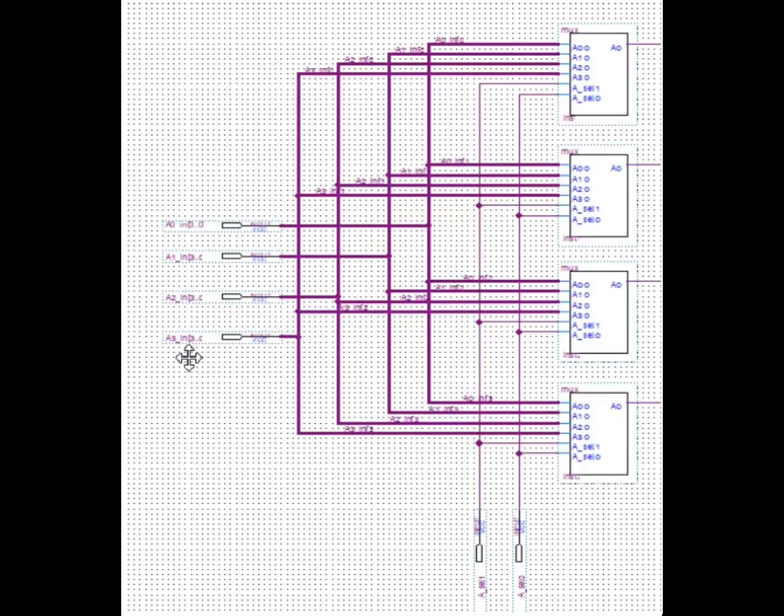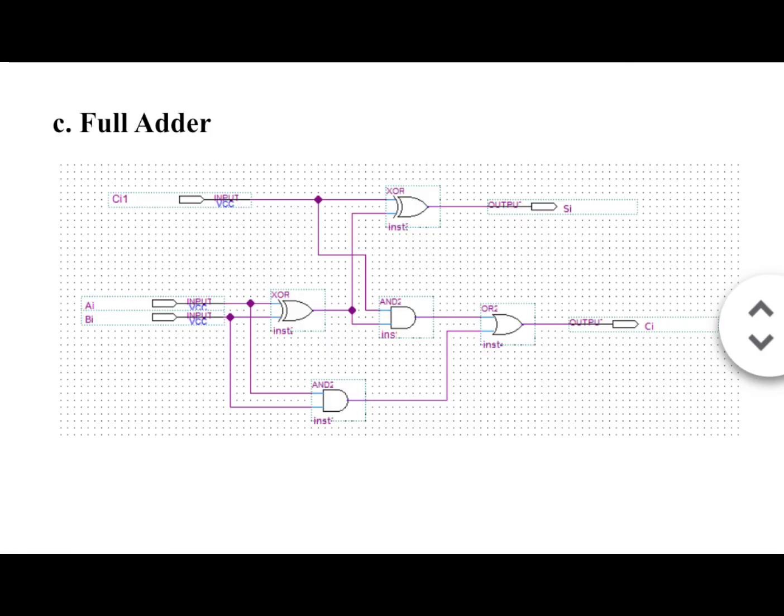B selector's working is similar to A selector, but selects input B0, B1, B2, and B3 according to the value of B cell. So I'll be explaining about the full adder. The figure above shows the logic circuit in a 1-bit full adder. It consists of 2 2-input XOR gates, 2 2-input AND gates, and 1 2-input OR gate.